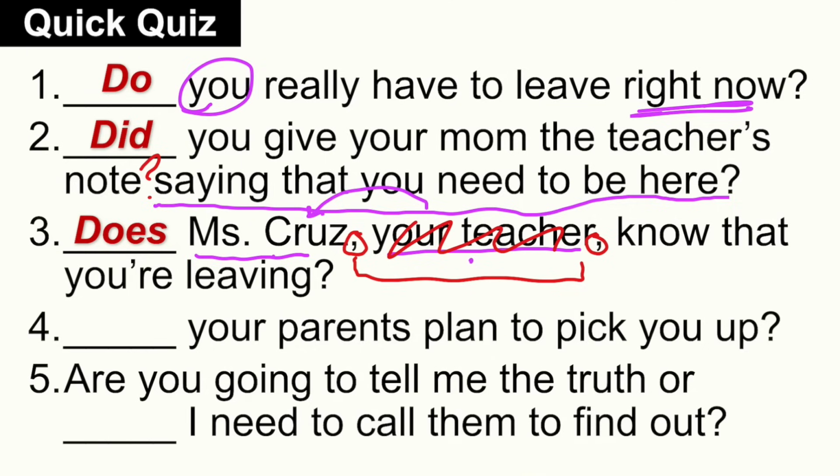Ang next question would be, anong subjects mo? Ang subjects mo ay your parents. May S. Ibig sabihin, hindi siya singular, plural siya. So, hindi mo pwedeng sabihin, does your parents. Ang question would be, do your parents plan to pick you up? Okay? Number 5. Are you going to tell me the truth or blank I need to call them to find out?